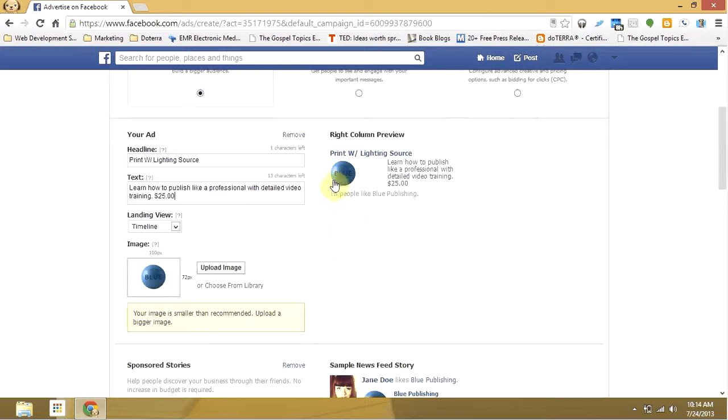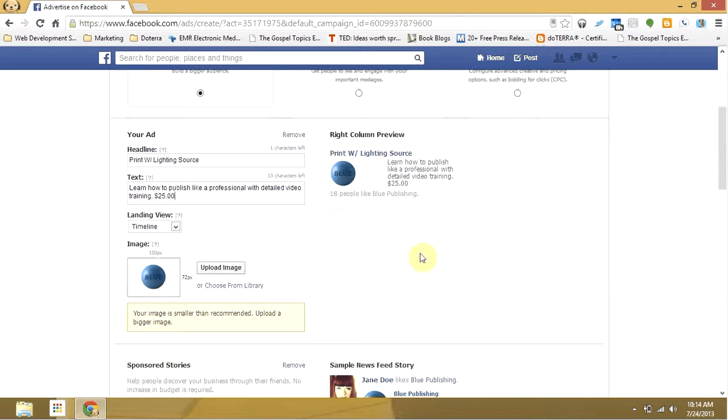A lot of people would then throw in Lightning Source's logo. However, that would be bad because it'd be kind of like false advertising. We really don't want to falsely advertise that we're Lightning Source because that's not what we are.